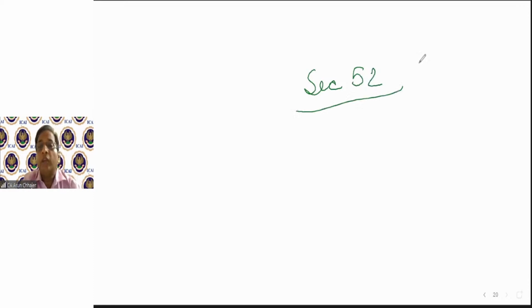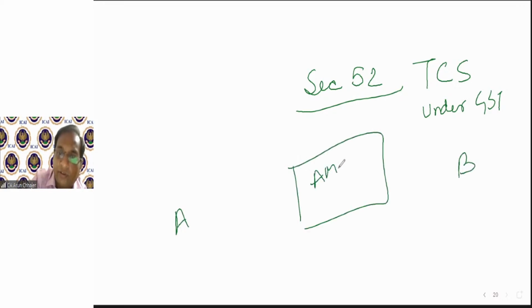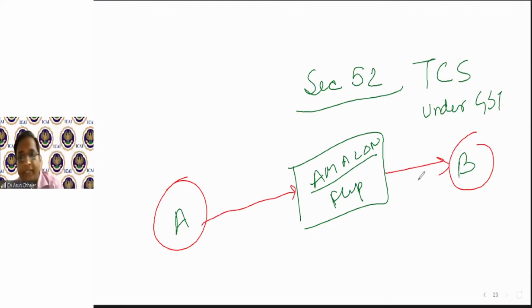Similarly, there is a section 52. What is section 52? It is the TCS under GST. Let's say Mr. A is making the supply to Mr. B, but through Amazon, Flipkart. Who is the supplier? A is the supplier. Who is the customer? B is the customer. Supply is being made through an e-commerce operator.